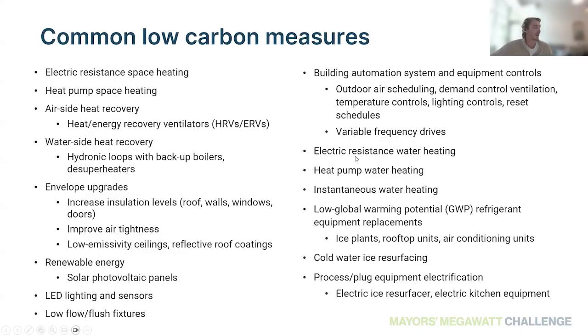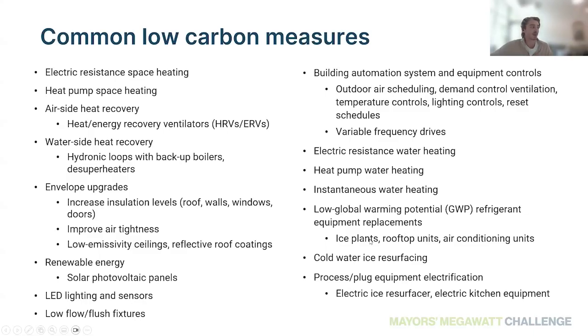Again, on the water heating side, we have electric resistance, going with more efficient. We have heat pumps, instantaneous water heating, eliminating essentially the tub of hot water that's constantly losing heat to the surroundings. Hopefully it's insulated to minimize that, but there's an opportunity for savings by eliminating those standby losses. Low GWP or global warming potential refrigerant equipment replacements. So whether that's RTUs, air conditioning units, they all have a refrigerant in them, and they do have some amount of embodied carbon designated by the global warming potential.